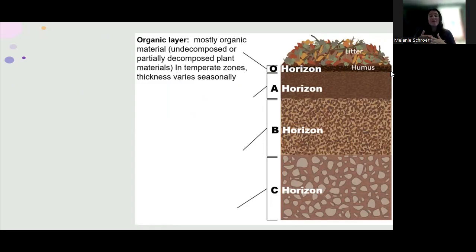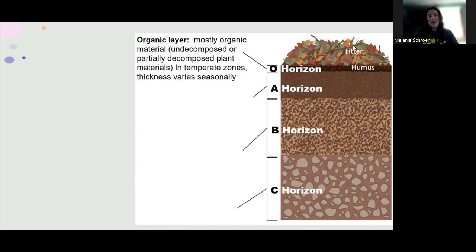And so this varies seasonally in places like South Jersey, where in the fall there's a lot of leaf litter, and then by the time you get to the next spring, a lot of it has broken down. And so this layer shrinks a little bit as the decomposition process continues.